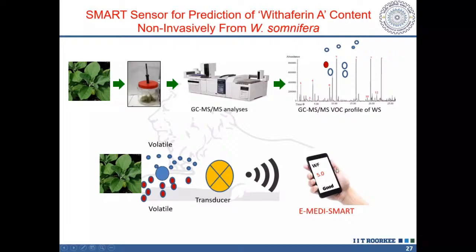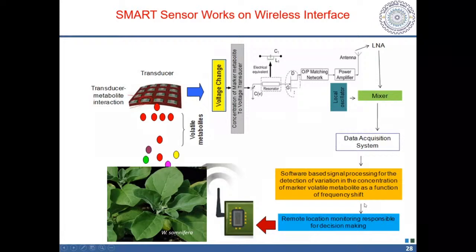This is the detail. I'm not going into the detail, but the idea is now you can see this. Suppose the red one is the signature volatile, it will first react with the transducer, and then there will be a voltage change. This voltage change we are processing with a low-cost processor, and this data is transmitted through the wireless system, and then remotely one can see the data as well as take the output and process the data.